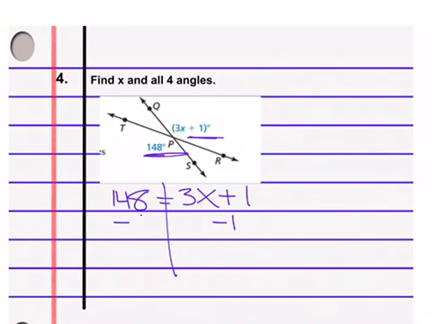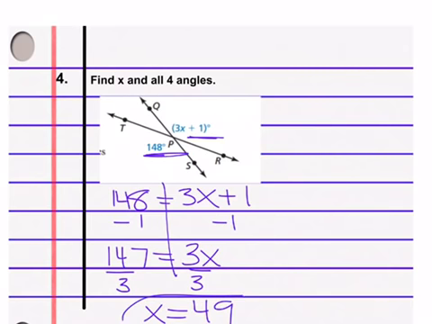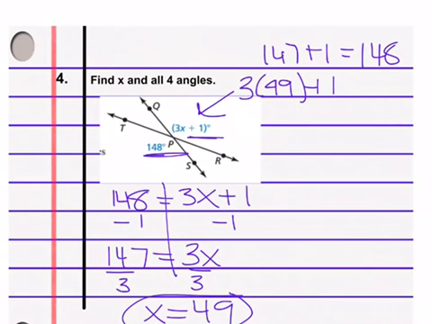Let's solve. Minus 1, minus 1. Subtraction property of equality. I get 147 equals 3x. And then let's divide using our division property of equality by 3. And x equals 49. Okay, so x is 49. I can check that that's right by plugging that in. 3 times 49 plus 1. Does that give me, 3 times 49 is 147, plus 1. Good news, it gives me 148, which it should.